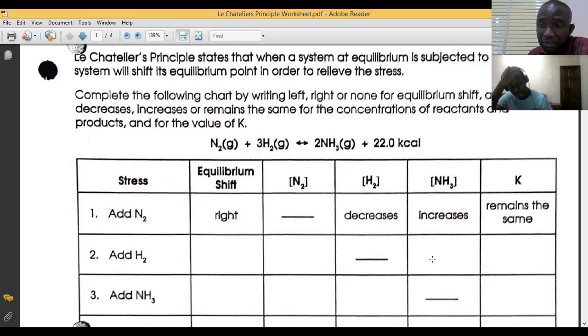Do you think it's going to increase or decrease? Remember, you said equilibrium will shift to the right already. So that means the reactant part is already stressed. So what happens to ammonia? We would definitely have more ammonia because equilibrium is actually shifting there.